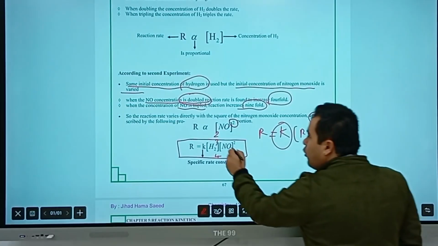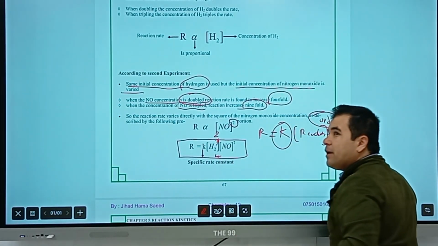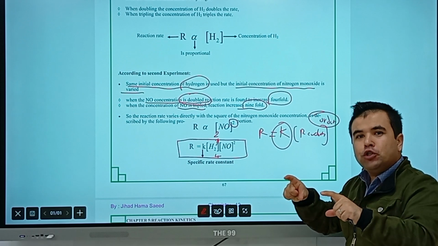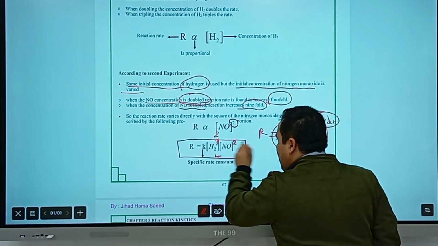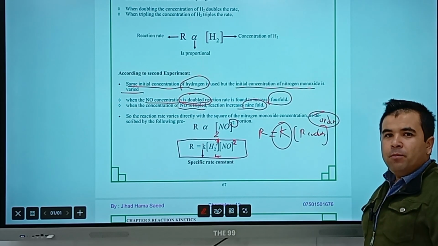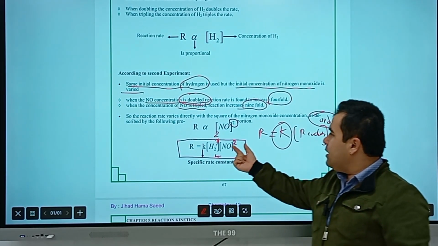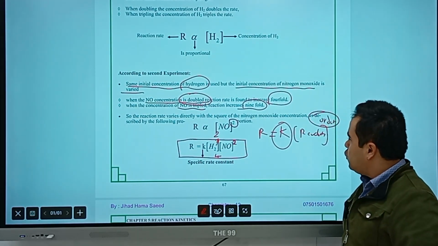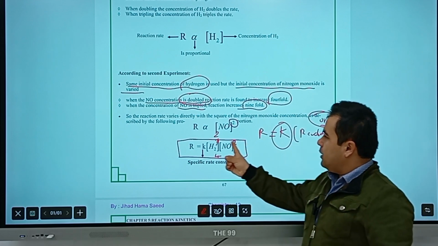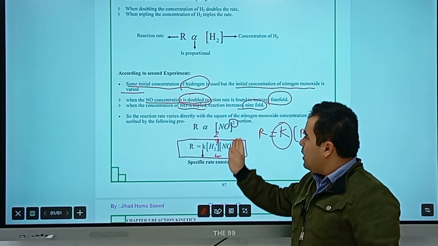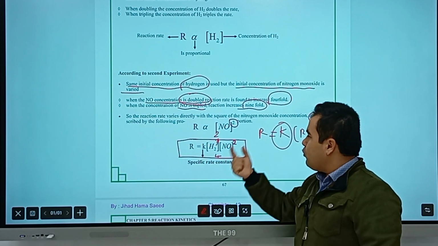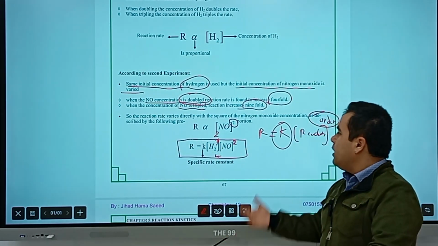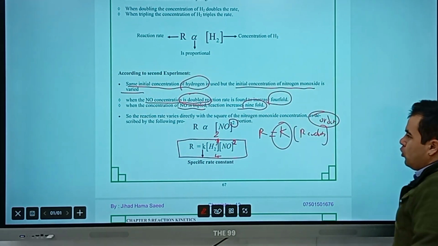Here the order of hydrogen is 1. Why? Because it's directly proportional to the rate of the reaction. But the order of nitrogen monoxide is 2. Why? Because its effect is twice that of hydrogen. If we double this, it quadruples the rate. If we triple this, the rate increases ninefold. That's why it has an order of 2.